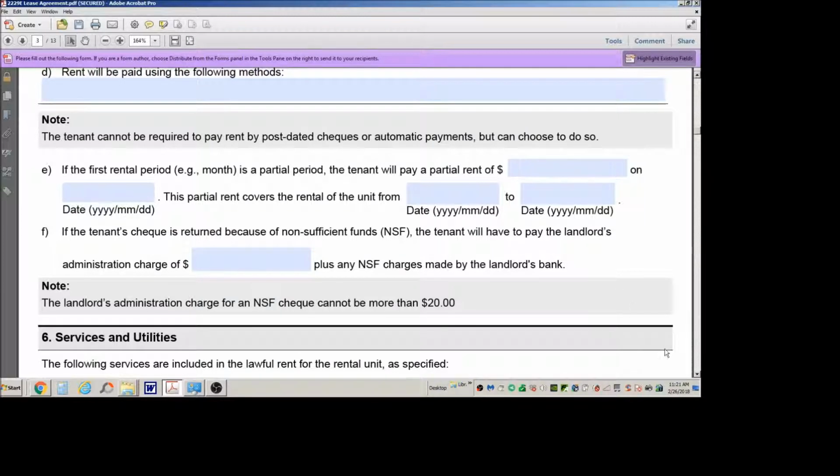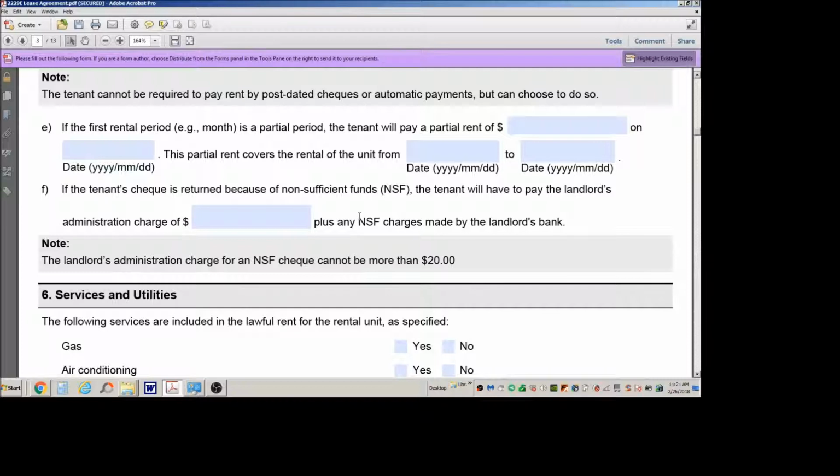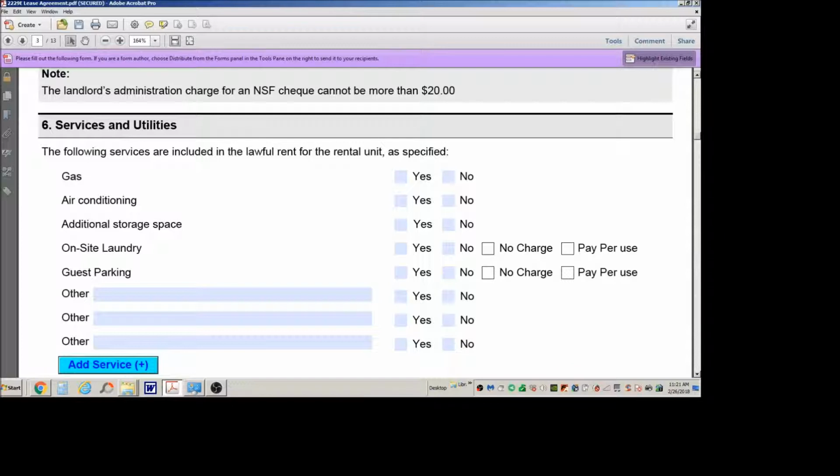Okay, so the first rental period is a partial period. So let's say I want to start on the 28th, okay? So you would pay just for 1 day and then go until March. I mean, usually people start from the 1st of each month. This is standard, and this is interesting. The landlord administration charge for NSF cannot be more than $20. Strange that they would put this, because banks usually charge you more for a check.